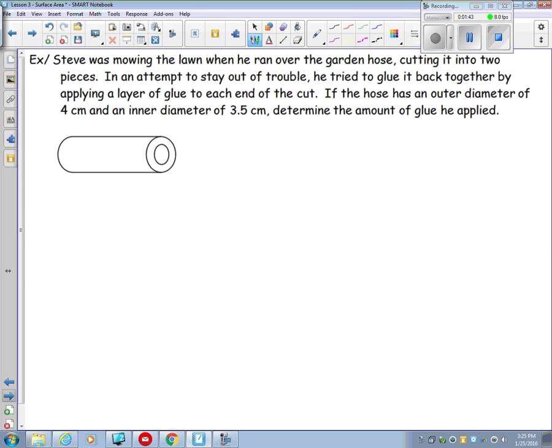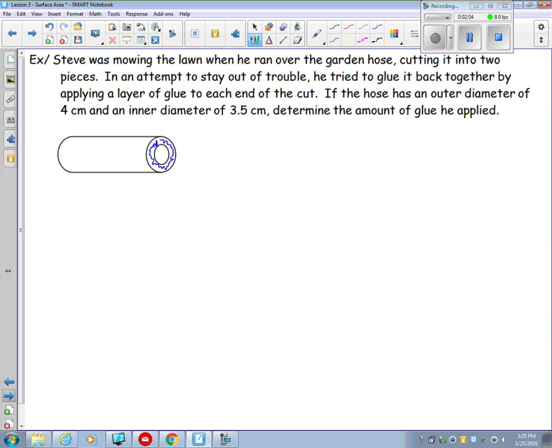Okay, the last example. We've got Steve, who's mowing the lawn, ran over his garden hose, and cut it in half. Okay, so this is, I guess, half of it right here. He tried to glue it back together so he wouldn't get in trouble. You want to apply a layer of glue to each end of the cut. So even though we only have one end showing here, the other end would look basically the same, right? He's got to try and glue in here.